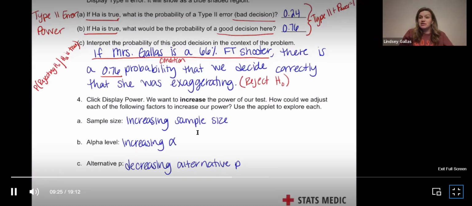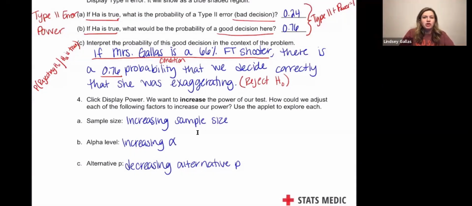If you make that even smaller, like 60% free throw shooting, for example, then the power went up as well. But what I want to do is take a couple of minutes to talk about that. So let's look back at the applet.